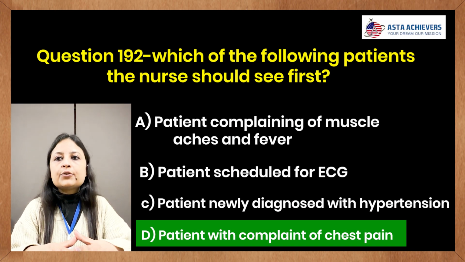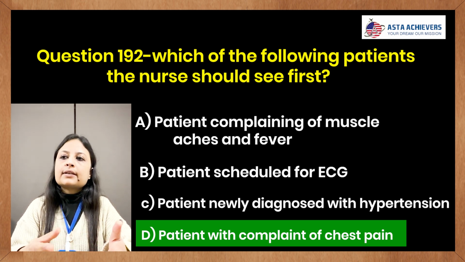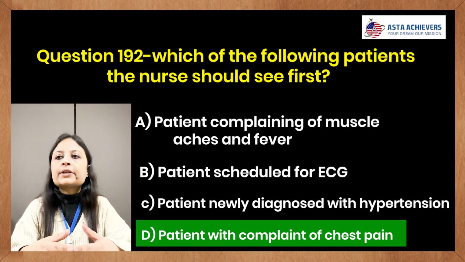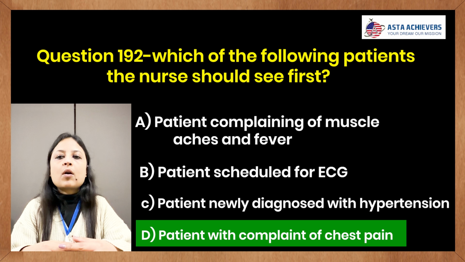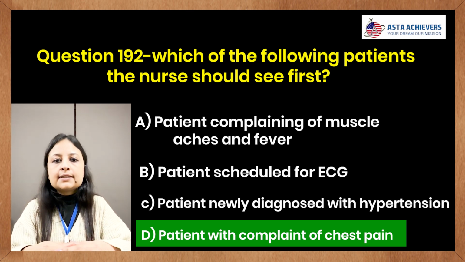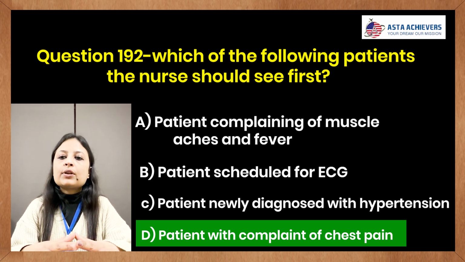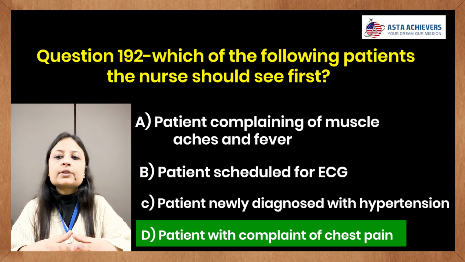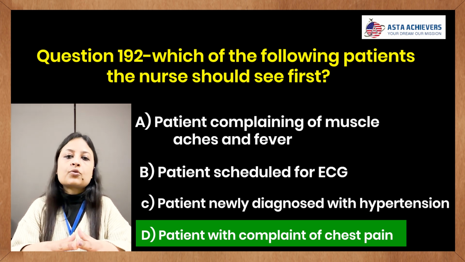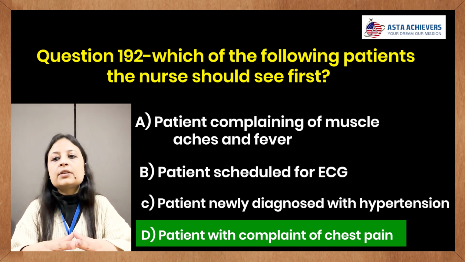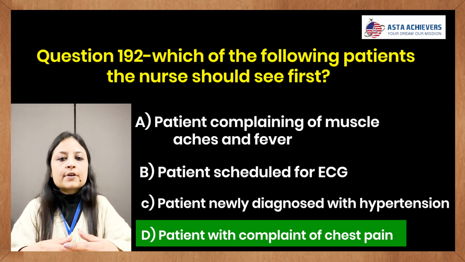Question 192. Which of the following patient the nurse should see first? Option A, patient complaining of muscle ache and fever. Option B, patient scheduled for ECG. Option C, patient newly diagnosed with hypertension. And option D, patient with complaint of chest pain. So option D, patient with complaint of chest pain is our first priority.